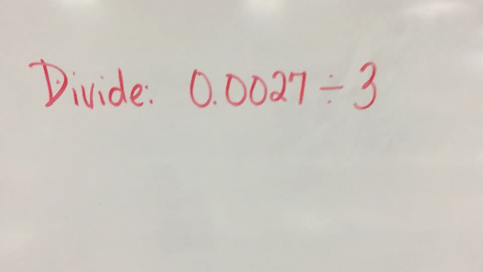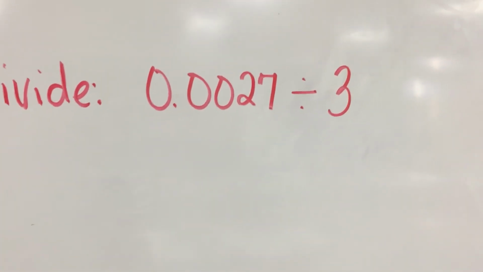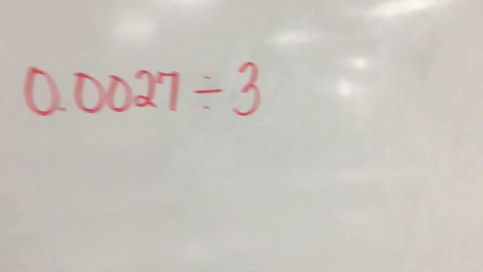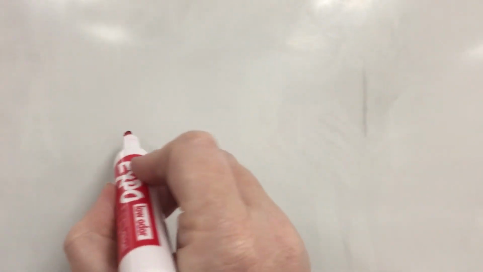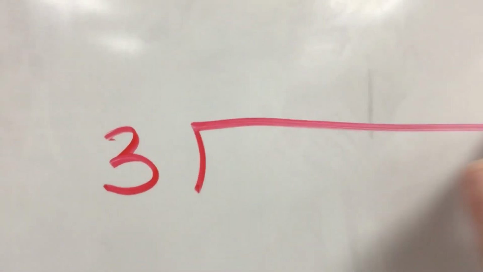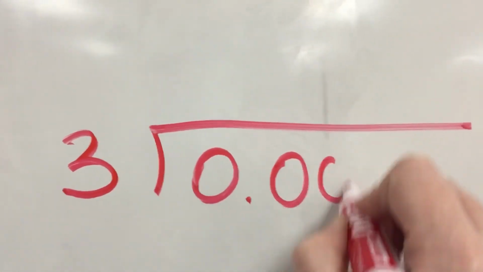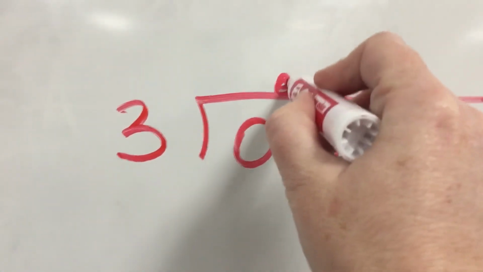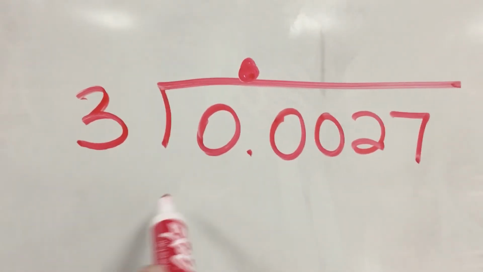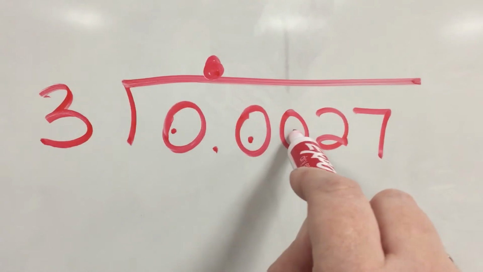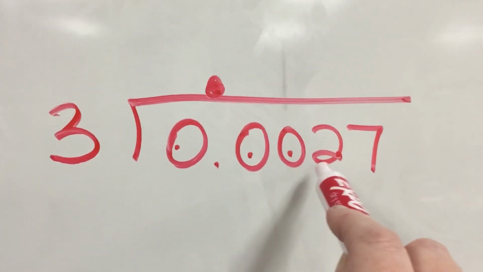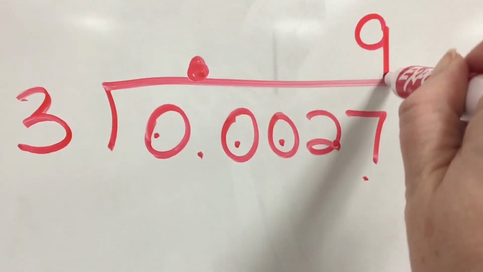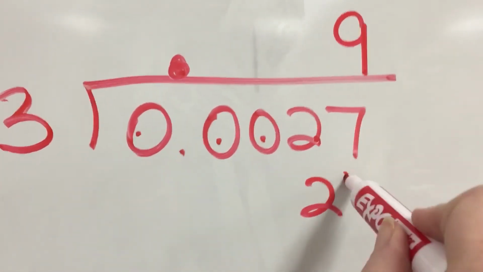Example 4. Divide 27 10,000ths, which is a number we don't work with very often, by 3. So I'm going to do the same thing. I'm going to write the problem out and put my decimal right there. All right, 3 won't go into 0, 0, 0, or 2. It will go into 27. 3 goes into 27 9 times. 9 times 3 is 27.